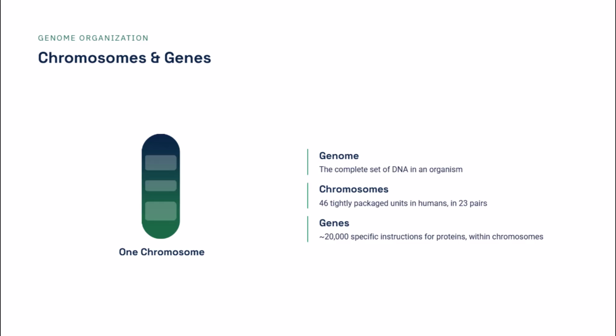Think of the genome as an entire encyclopedia set. Each chromosome is one volume of that encyclopedia, and each gene is one specific entry or article within a volume, containing the instructions for one particular product.